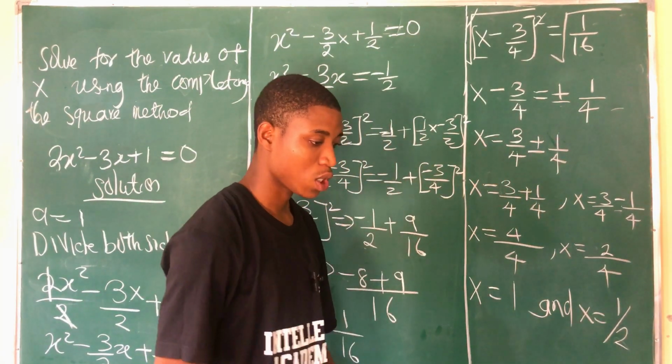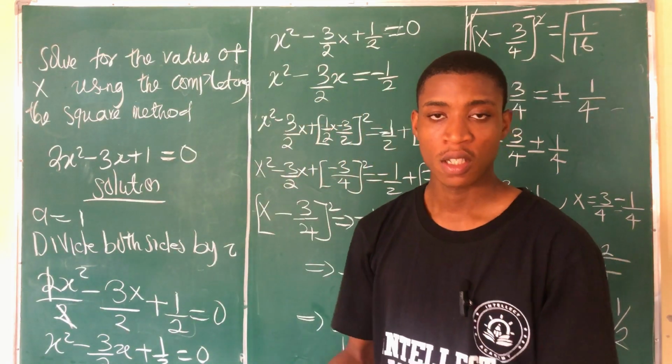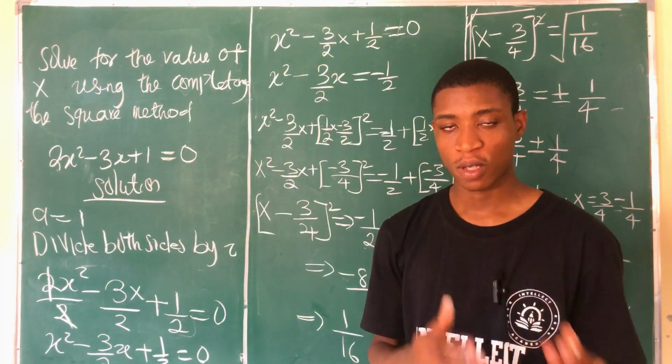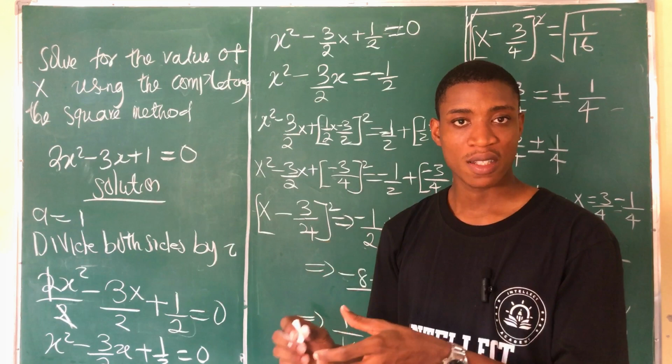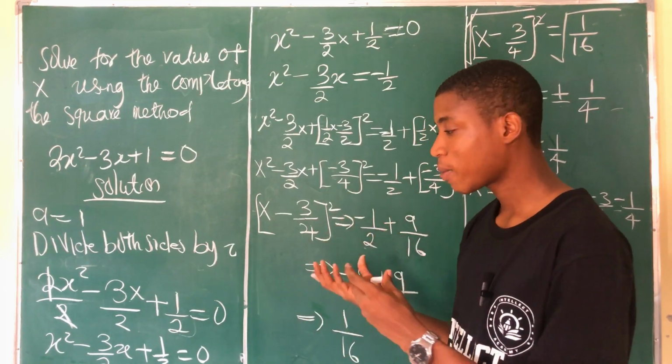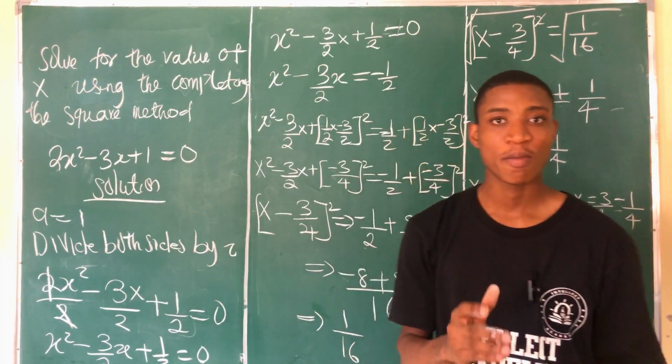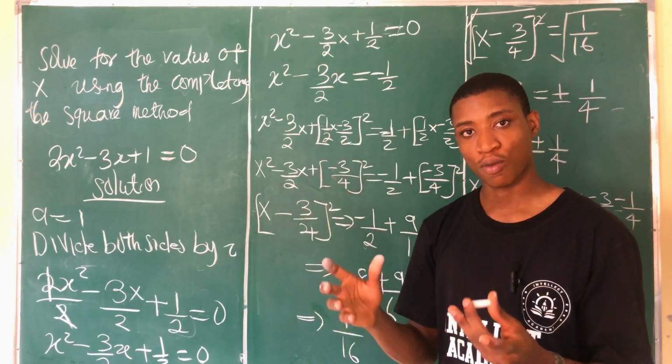So this is the concept of the completing the square method, one of the methods for solving a quadratic equation. This concept has been simplified using two sample problems to help you understand the completing the square method.